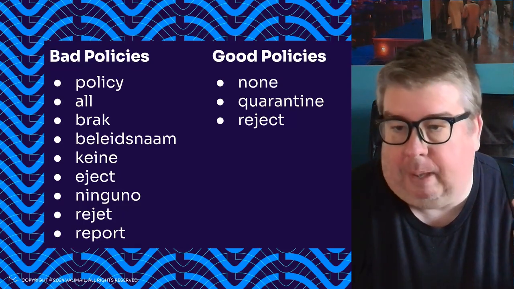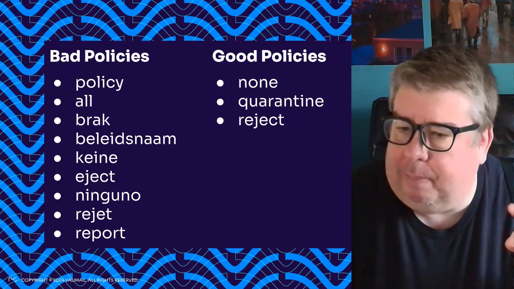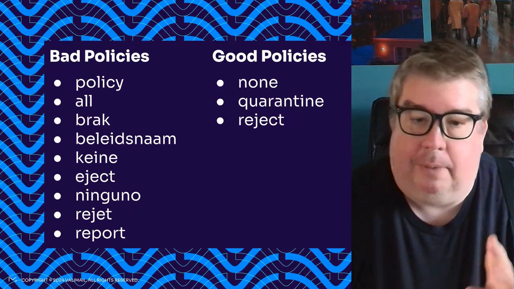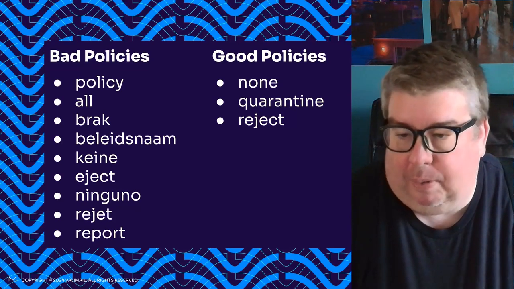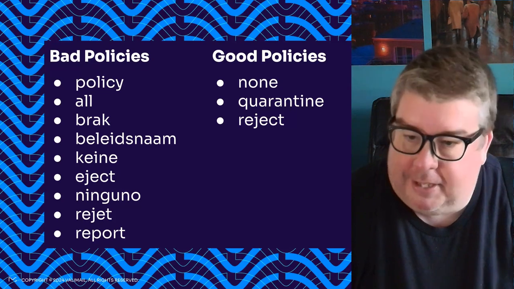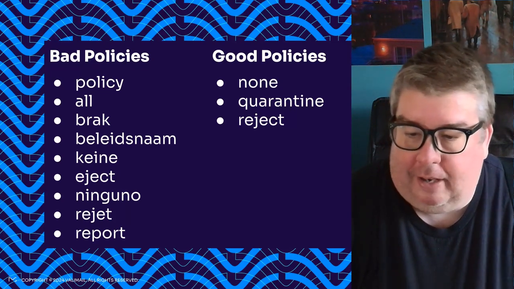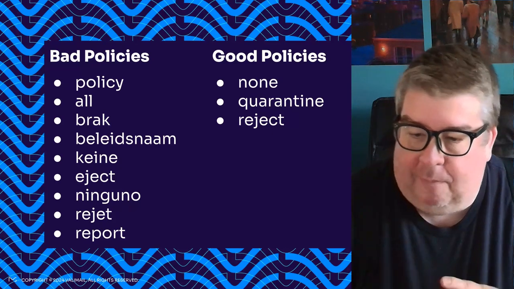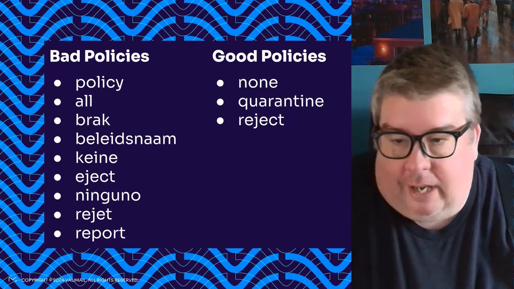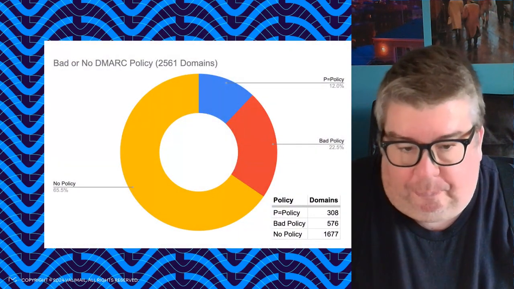Bad policies. People put p=policy. People put p=all. People put p=BRAC. That amuses me for some reason. I assume it's some non-English word. People put p=beleidesnaam. That's Dutch for policy, I think. Kind of eject and so on. Different variations on the reject. Report is not a policy type. These are things that should never be showing up in the p or sp fields in your DMARC record.